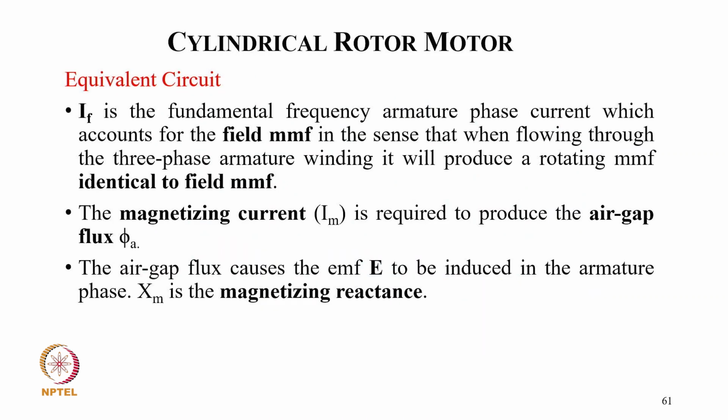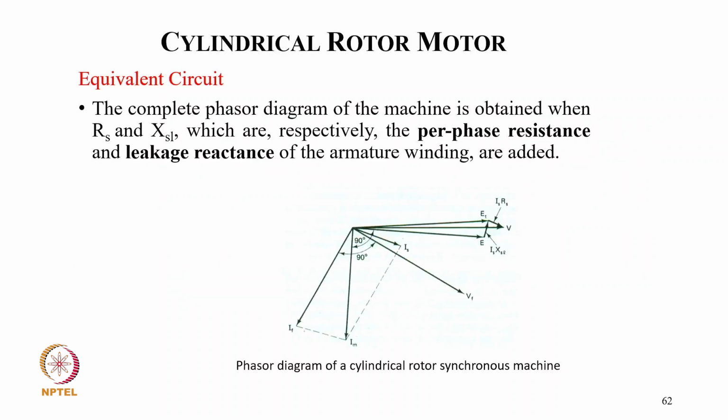IF is the fundamental frequency armature phase current, which accounts for the field MMF in the sense that when flowing through the three-phase armature winding, it will produce a rotating MMF identical to the field MMF. The magnetizing current is required to produce the air gap flux phi A, and the air gap flux causes the EMF E to be induced in the armature phase, and XM is the magnetizing reactance. The complete phasor diagram of the machine is obtained when RS and XL, which are respectively the per phase resistance and leakage reactance of the armature winding, are added.